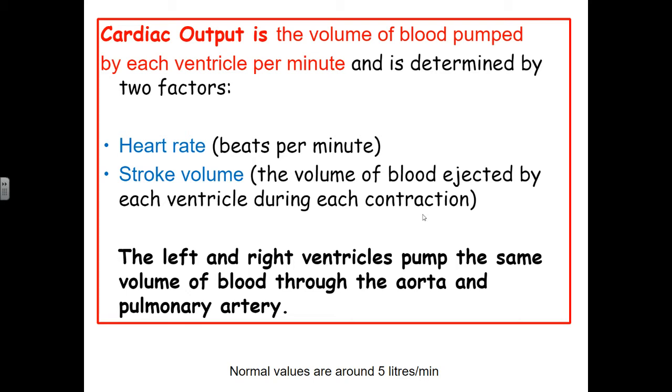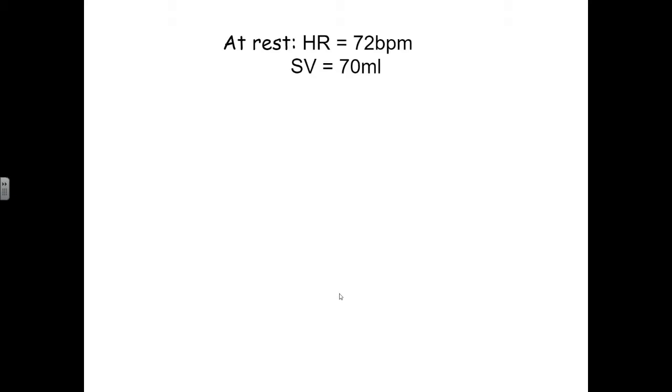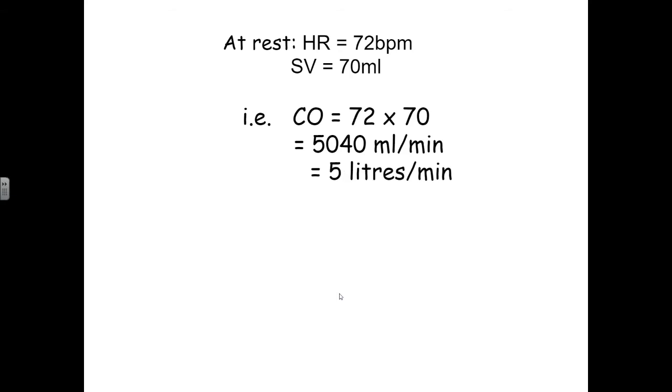So the volume of blood pumped by the ventricles per minute is determined by those two factors. Left and right should pump the same volume, so it shouldn't matter if we're looking at the aorta or pulmonary artery, unless you have a series of different medical conditions. Normally the value we get is around 5 litres, and I will show you some examples of that, and then you can have a go in your booklet.